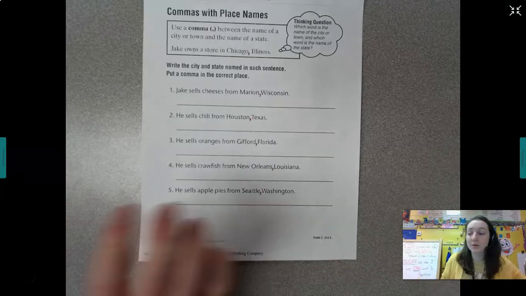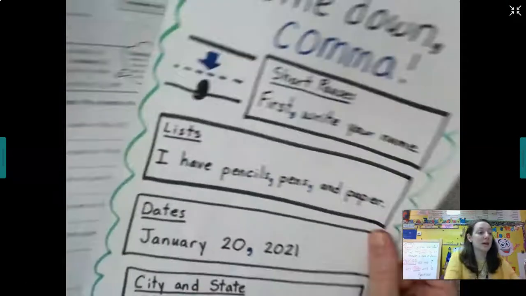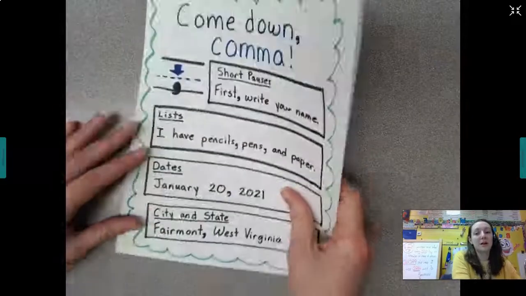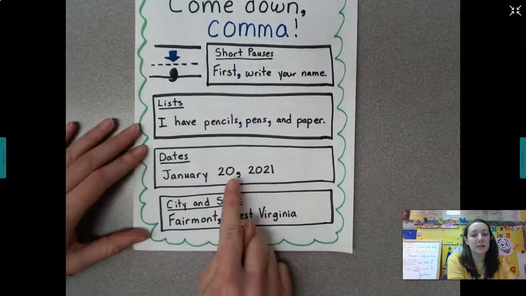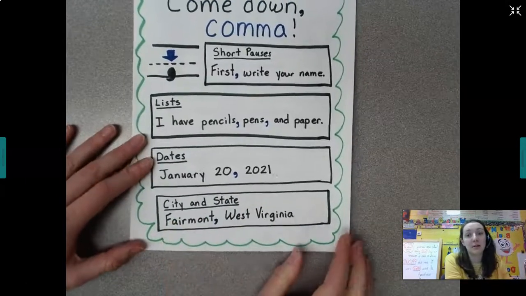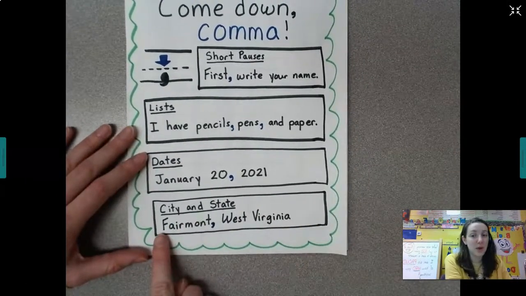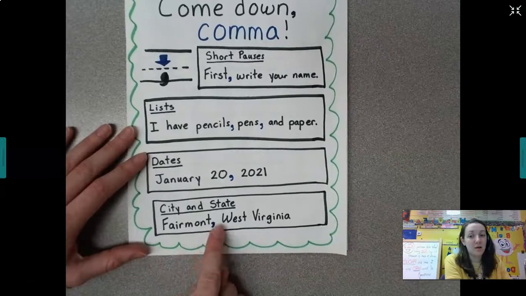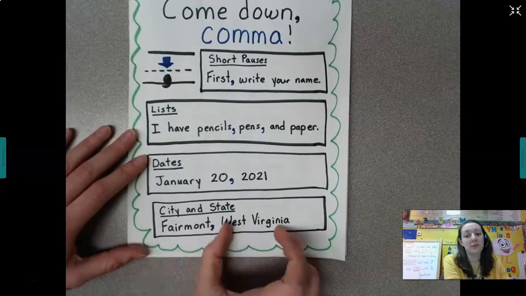Okay, so those are our two focuses for this week. While we use commas a lot, we are specifically looking at dates, so you want it between the day and the year. And city and state is our biggest focus, but place names in general. So like our Fairmont, comma, West Virginia. So separating the city from the state.